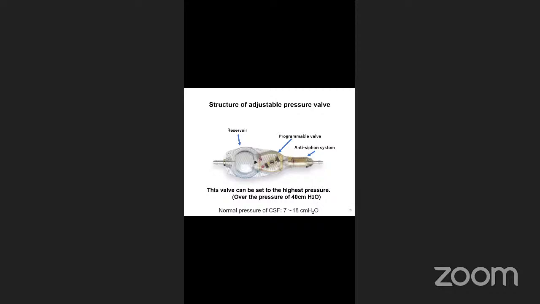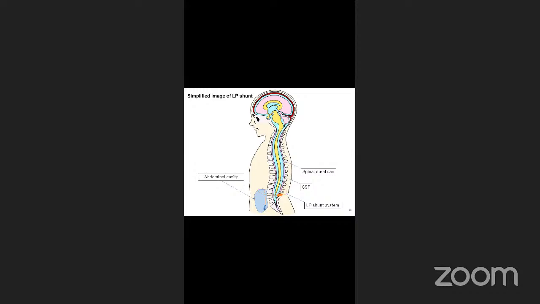This is one of the shunt valves we use in LP shunt surgery. It consists of three parts: reservoir, programmable valve, and anti-siphon system. This valve has 8 levels of opening pressure to regulate the flow of CSF, and it can be set to the highest pressure, over 40 centimeters H2O. The programmable valve is placed in the shunt system.